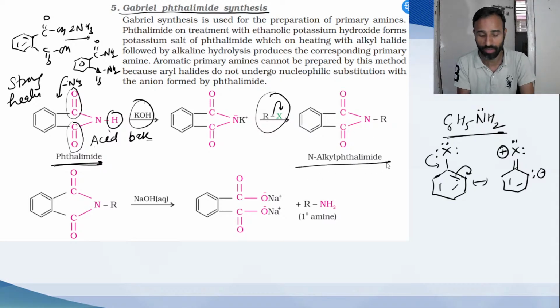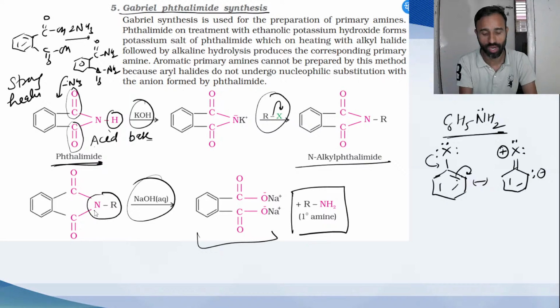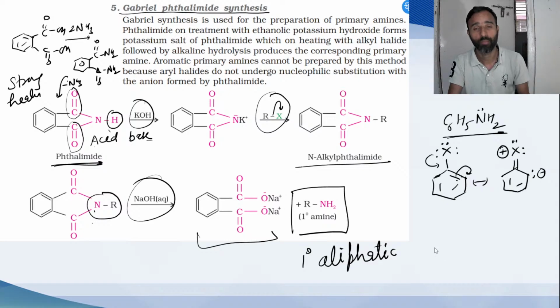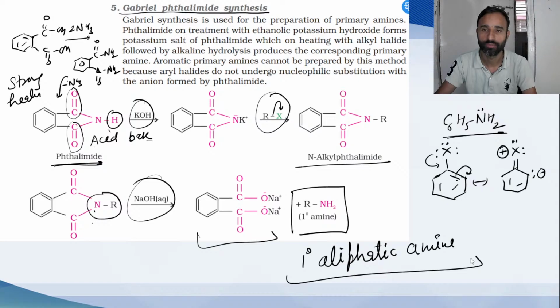So we get N-alkyl phthalamide, which on alkaline hydrolysis gives sodium salt of phthalic acid, along with RNH2, R attached to two hydrogens. So we get primary aliphatic amine. Keep in mind that this is a very important reaction where we get pure, or exclusively, primary aliphatic amine. But the limitation is that primary aromatic amine cannot be prepared by this method. Okay, that is Gabriel phthalimide synthesis and very important from the examination point of view.